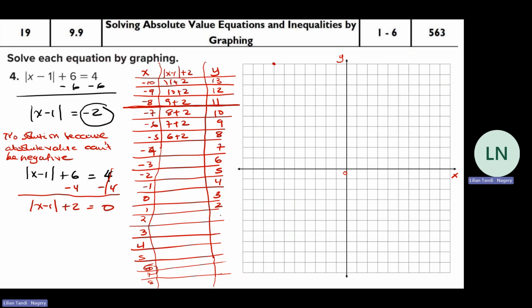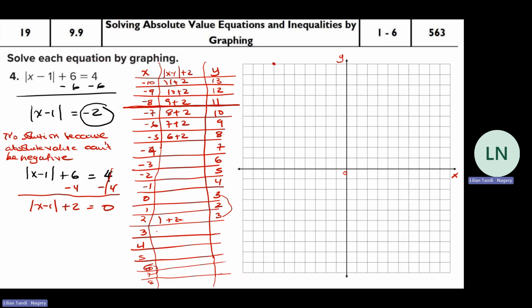So this will be 1. 2 minus 1 is 1. 1 plus 2, that will be 3. So my graph is changing somewhere here. Okay? See? That's how I know.